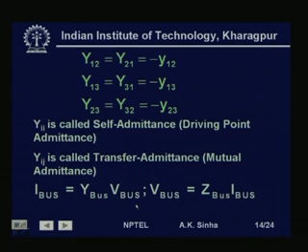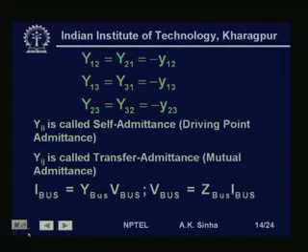We can in the same way write this relationship also as V bus is equal to Z bus into I bus, where Z bus is the inverse of Y bus matrix, and Z bus matrix is called the bus impedance matrix. Now, we normally work with the bus admittance matrix and not with the bus impedance matrix. There are various reasons behind this.